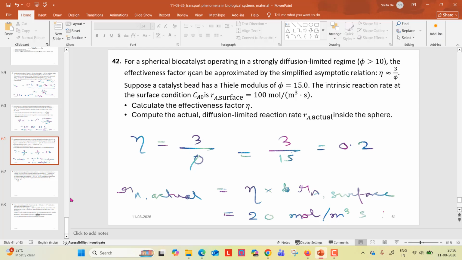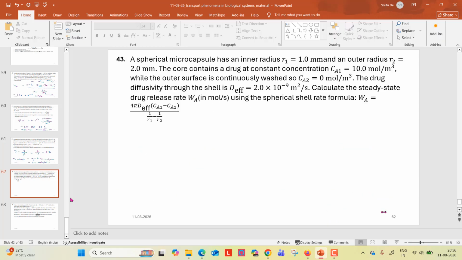Next. A spherical microcapsule has an inner radius R1 and outer radius R2. The core contains a drug at constant concentration Ca1 while the outer surface is continuously washed, so Ca2 is 0. The drug diffusivity through the shell is dF. Calculate the steady state drug release rate WA using the spherical shell rate formula.